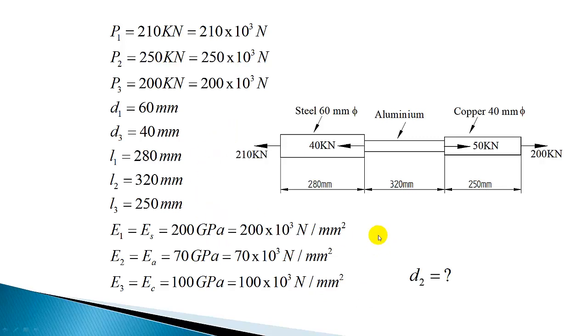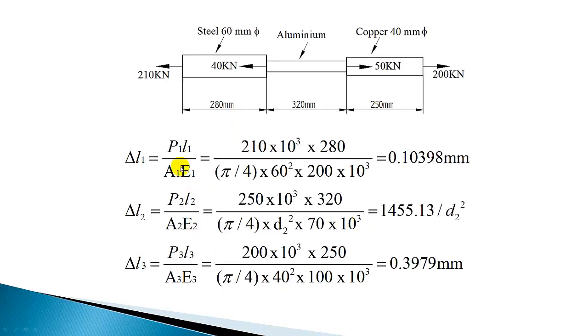Now let us find out the total elongation. Individual section elongation you can find out, but for the second section you cannot find the elongation because the diameter is not known, but we know the total elongation. So let us calculate the elongation in the first portion. We know the force, length, area and the Young's modulus of the first portion. Force we understood, 2 ton into 10 raised to 3 Newton, and length is 280 mm.